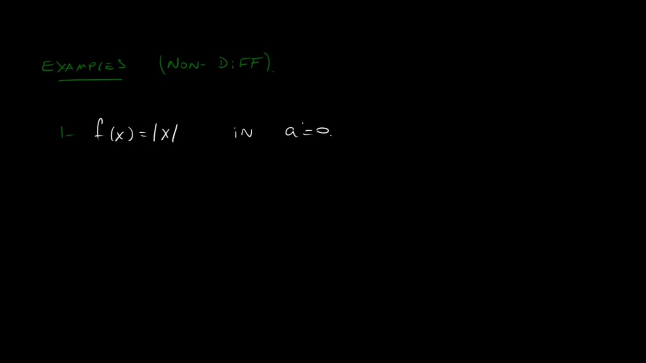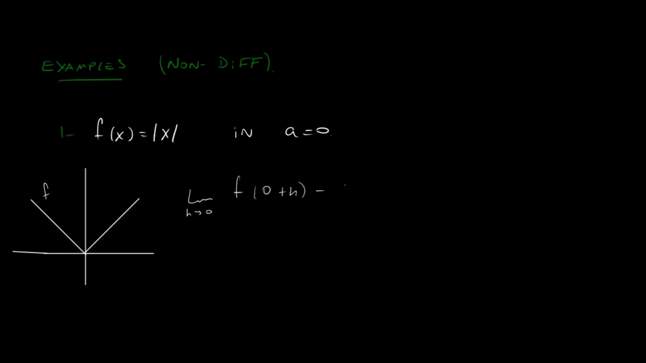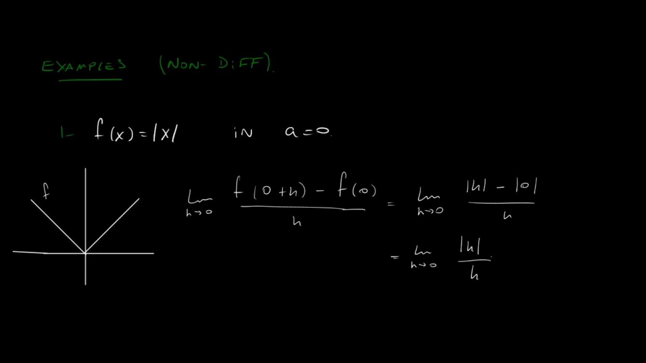at a equals 0. This function is the one we just mentioned at the beginning of the video. It looks something like this. So what we want to do is calculate the limit when h tends to 0 of f of a plus h, but now a is equal to 0, so we have 0 plus h, minus f of a, f of 0, divided by h. This is the same as saying the limit when h tends to 0 of f of 0 plus h is f of h, and that is just the absolute value of h, minus f of 0, which is the absolute value of 0, divided by h. So then this is the limit when h tends to 0 of absolute value of h divided by h.